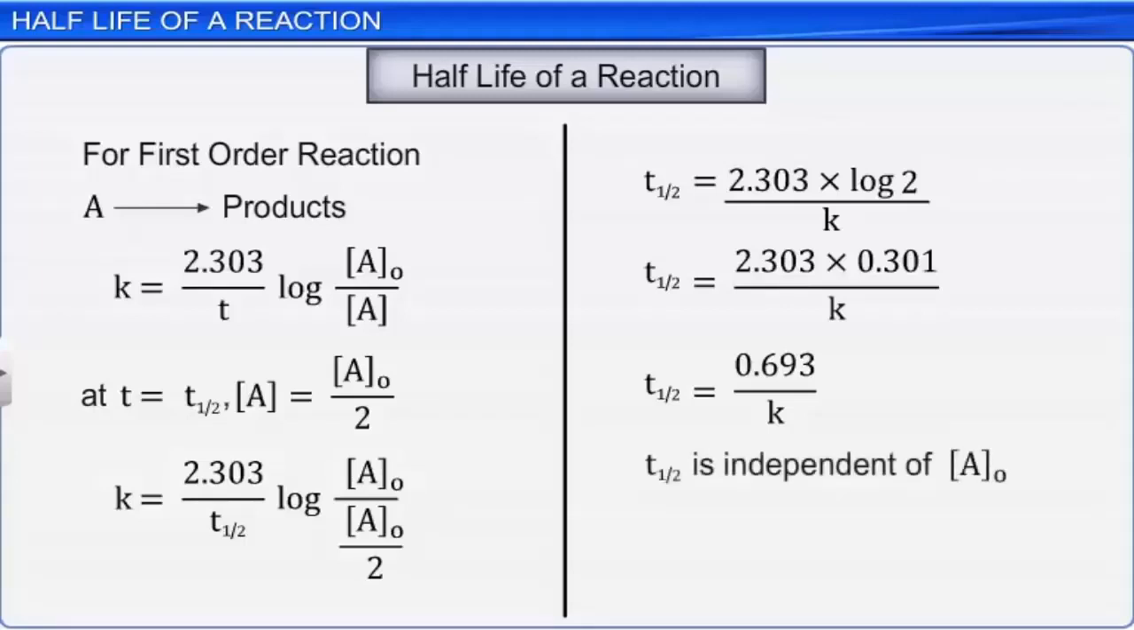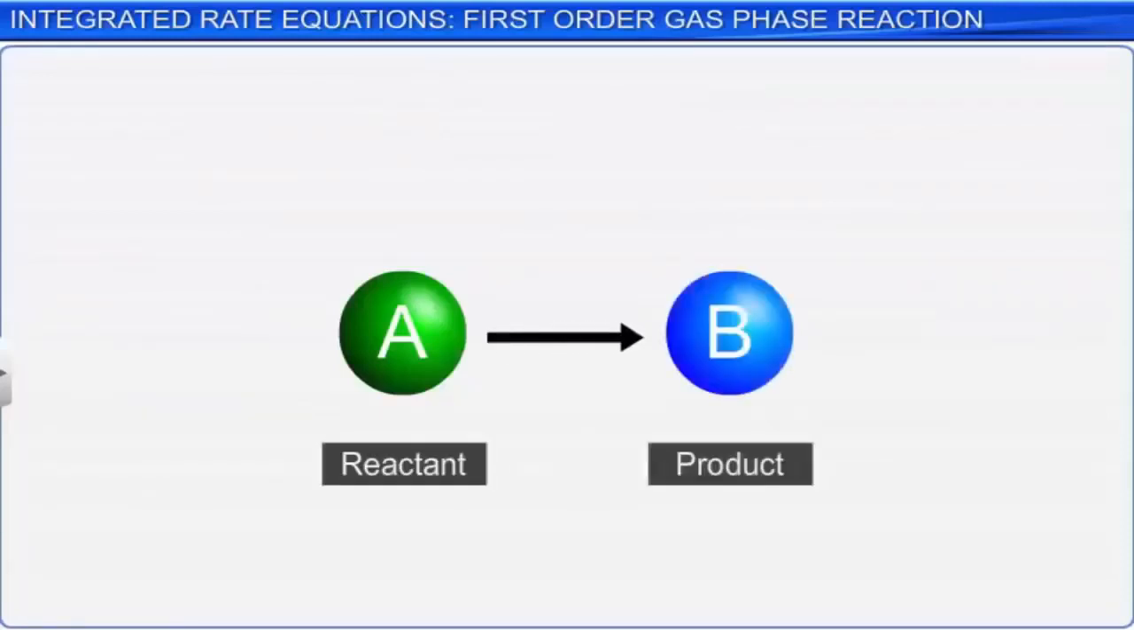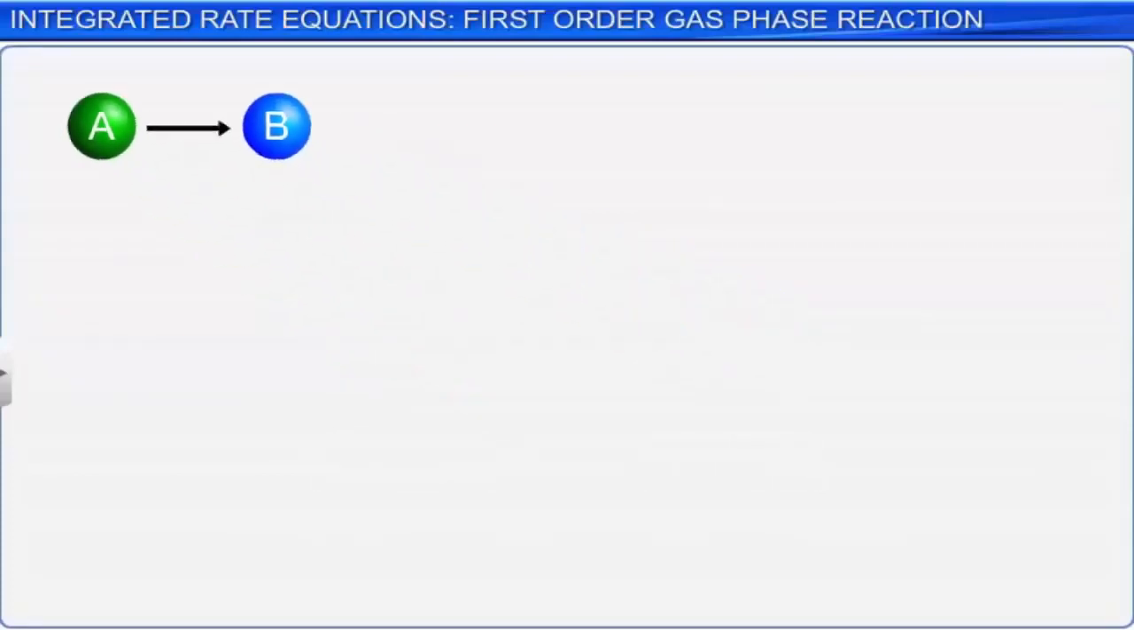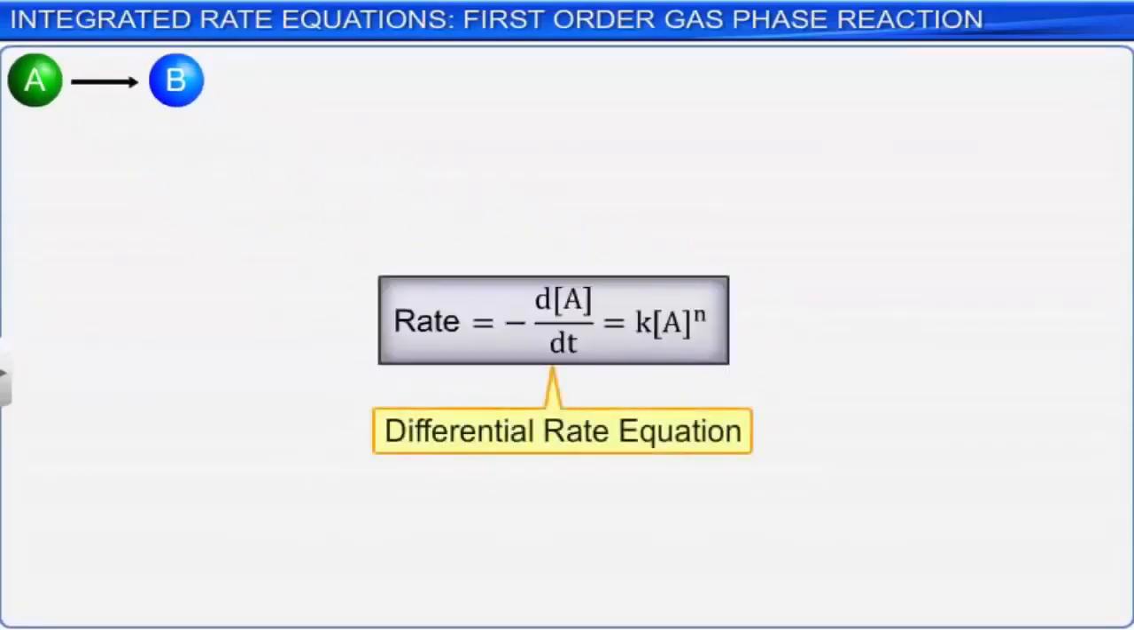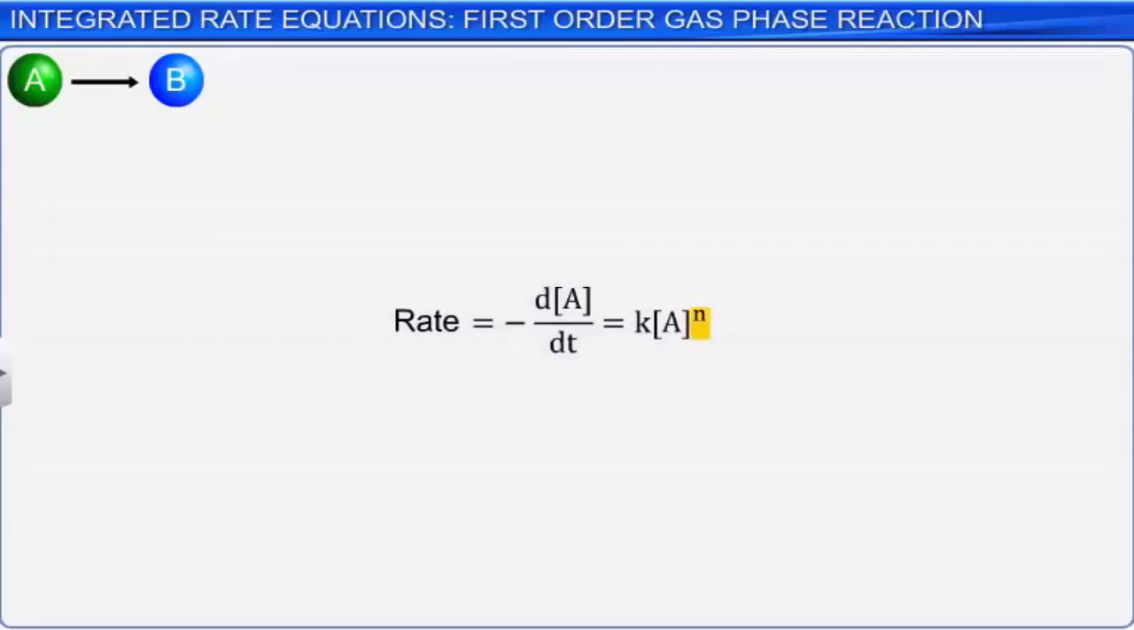of the reactant. Consider a simple reaction in which reactant A gives product B. Using the differential rate equation and rate law, we can write the rate of the reaction in terms of the rate of disappearance of reactant A as minus dA by dt equal to K into concentration of A to the power n, where n is the order of the reaction with respect to A.